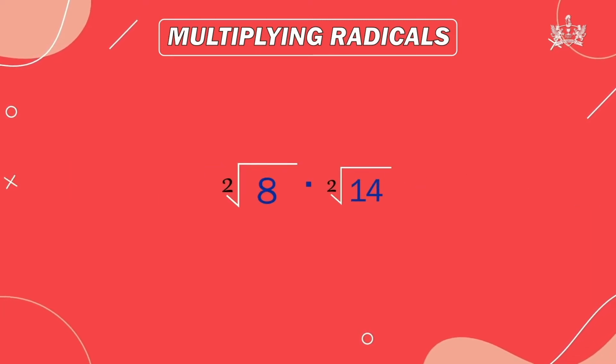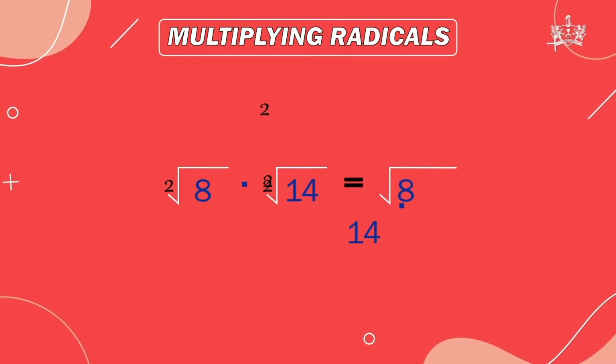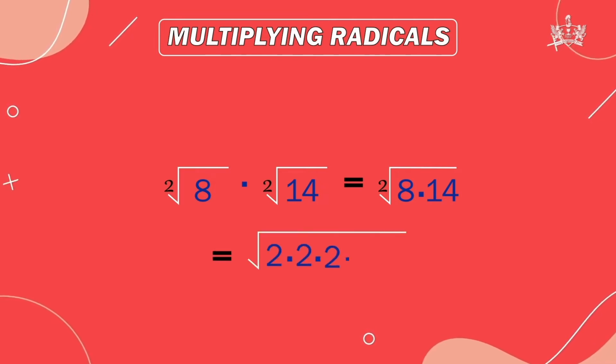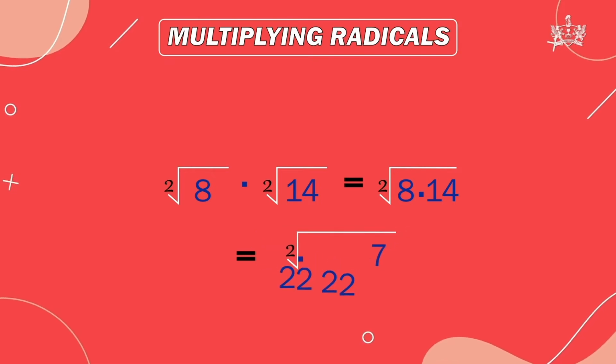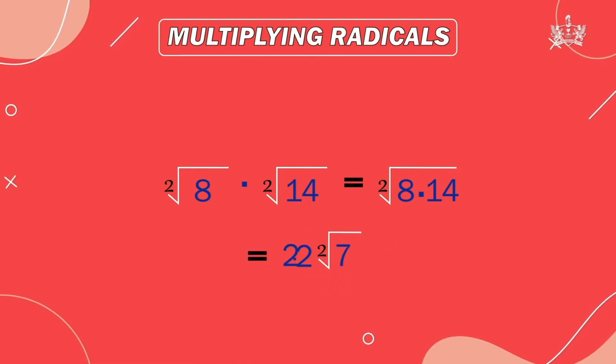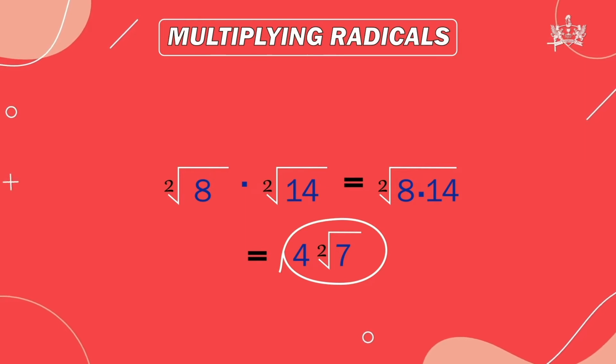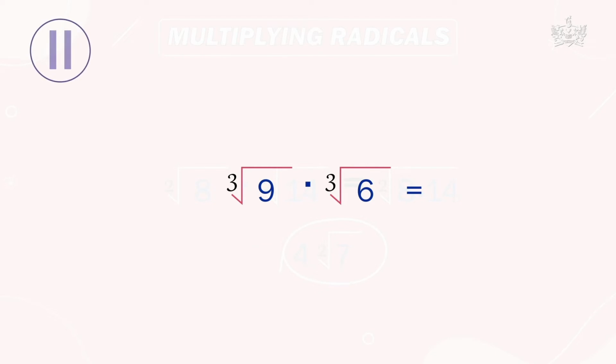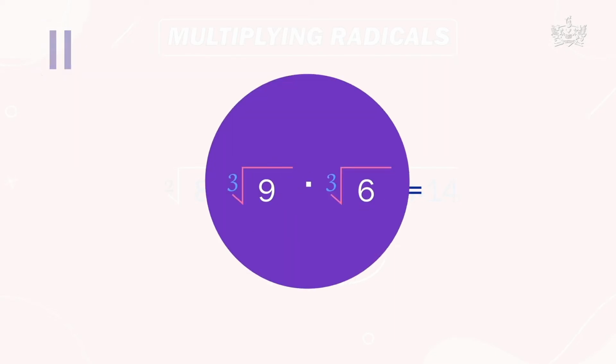The square root of 8 times the square root of 14 means we can combine the radicands so that it is the square root of 8 times 14. Then we simplify using the technique above, and we get 4 times the square root of 7. Keep in mind that the law of distribution still applies to radicals too. Alright, pause the video and try this next one yourself.